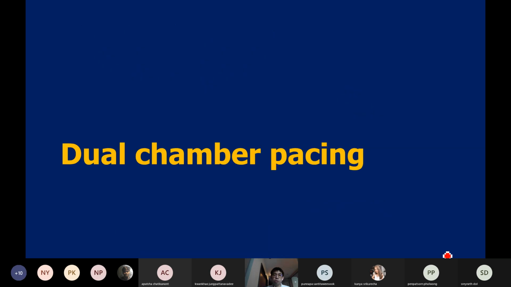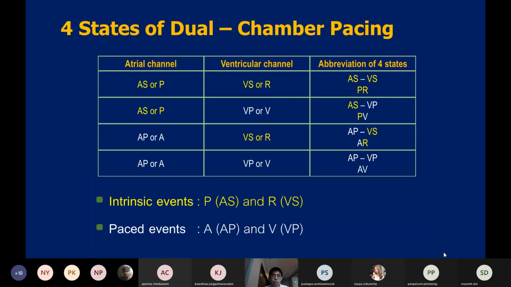Okay, we just finished with single chamber pacing. We will now go on to dual chamber pacing. There are 4 states of dual chamber pacing. These are the 4 states that we could have. In the atrium channel, we could have A sense, V sense. This is what we can see in the ECG of a patient who has been implanted with a dual chamber pacemaker.